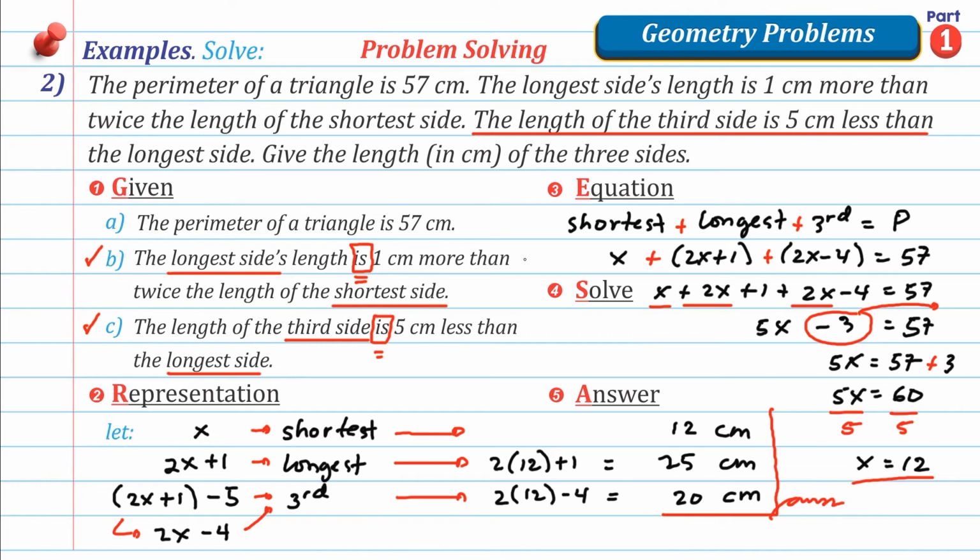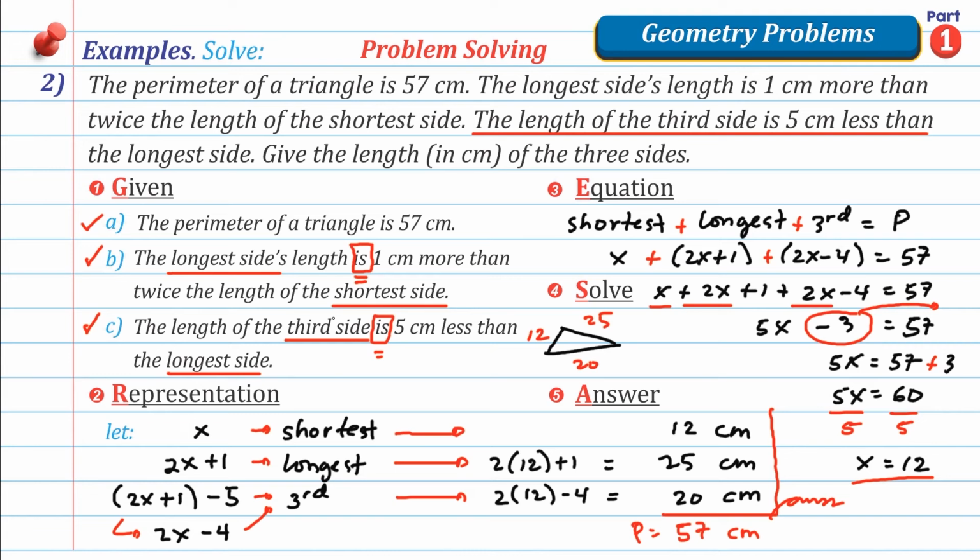However, just like any problem, we should always check whether our answer is correct or not by looking back at the given. First, the perimeter of a triangle is 57. If we add these three, we have this triangle. The first one, the first side is 12. This is 25 maybe, and this is 20. If we add them, is it equal to 57? Yes, it is. You can add. It's really 57 centimeters. First given, check.